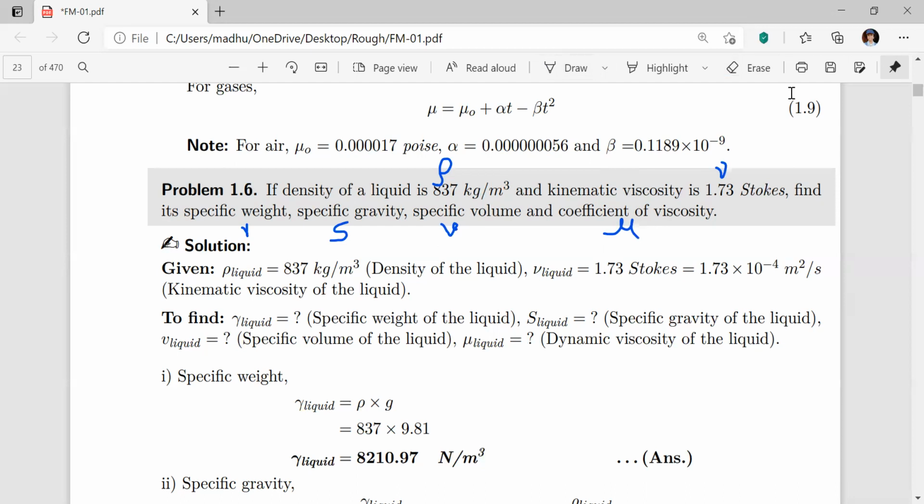Kinematic viscosity is already given. Coefficient of viscosity means tau is proportional to du by dy, and then we added a coefficient. That coefficient is nothing but mu. Mu is nothing but dynamic viscosity.